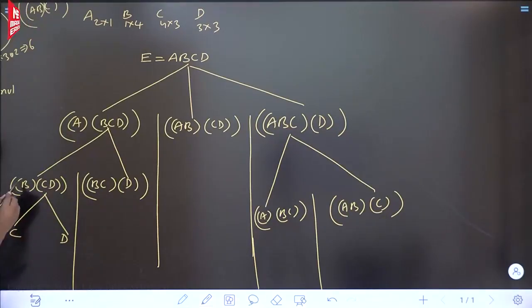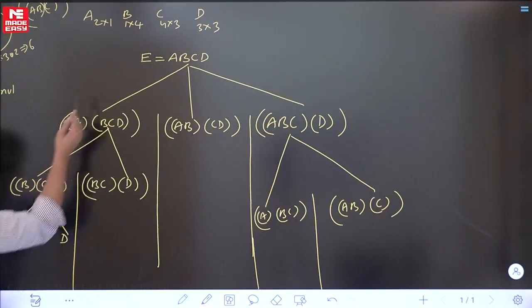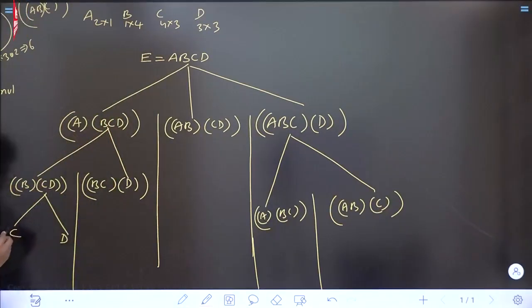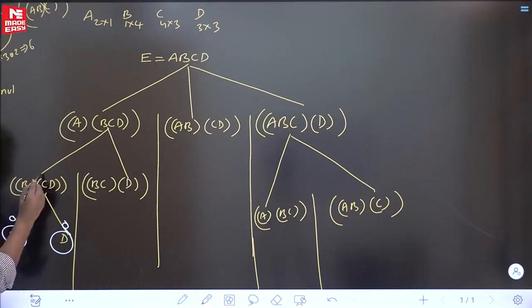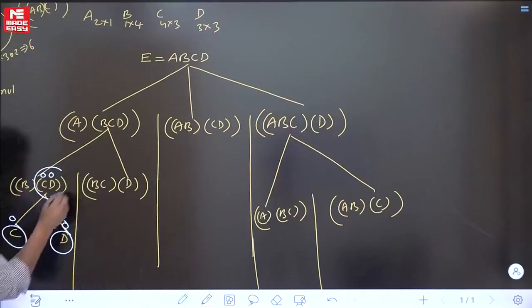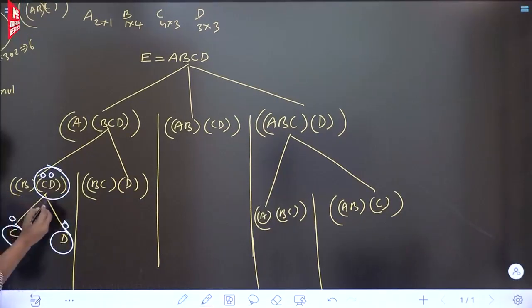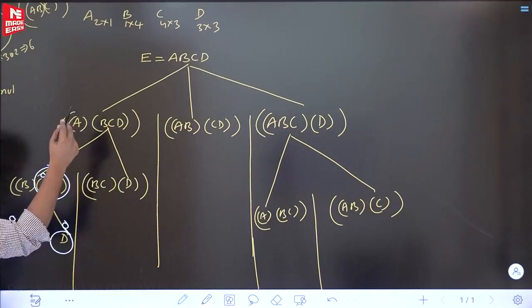To get the B into CD, first CD required. To get the CD only one way. To get the CD, first C required, already there. C 4 by 3 already there. To get the C because of already there, 0 multiplication. To get the D because of already there, 0 multiplication. So left one 0 multiplication, right one 0 multiplication, combined one. Let me check here. C 4 by 3, D 3 by 3.